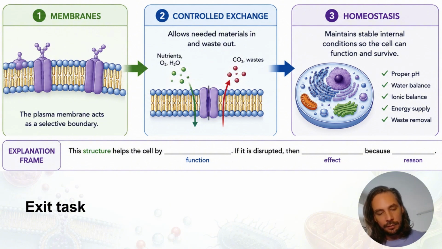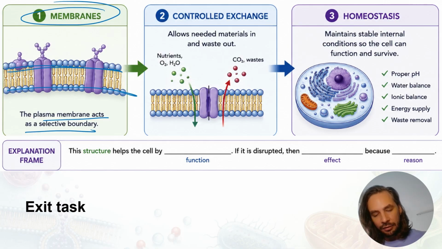Okay, so the first thing we're going to be looking at is membranes, for example. So the plasma membrane, like this, acts as a selective boundary. Now, what it does, it controls exchange. Okay, so it controls the exchange of materials that goes into the cell and ultimately goes out of the cell. And why does it need to do that? It needs to do that to maintain homeostasis. And homeostasis is stable internal conditions, so the cell can function and survive.